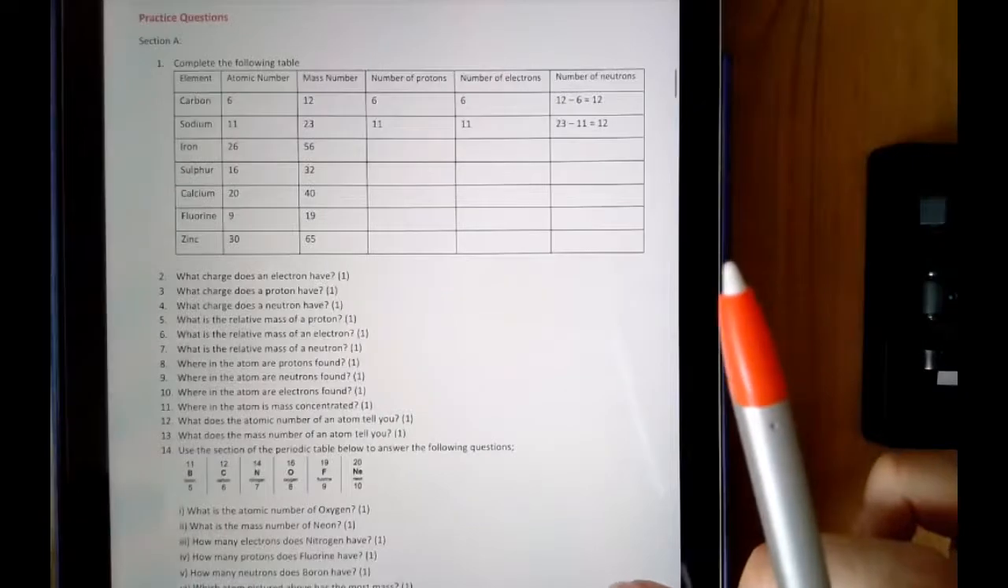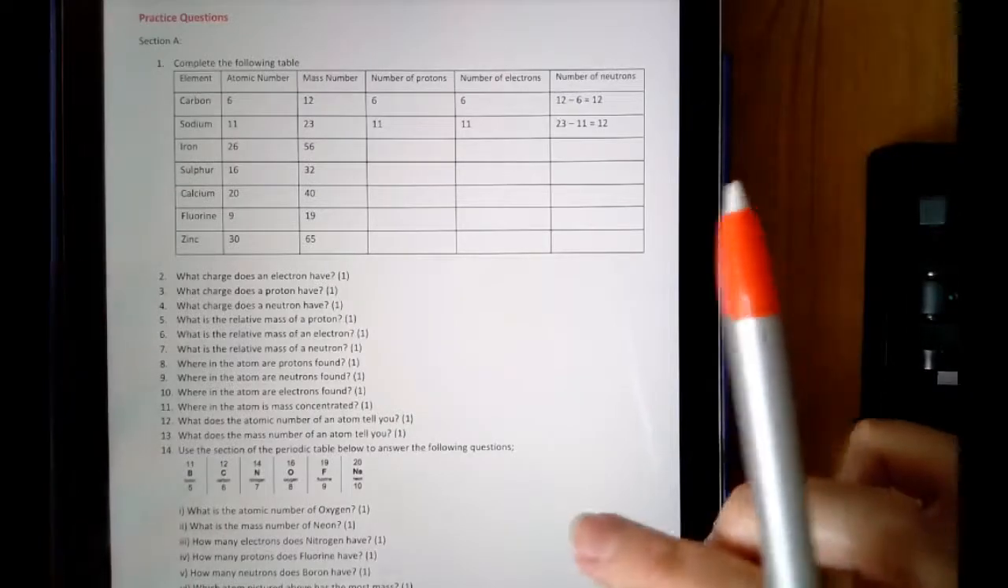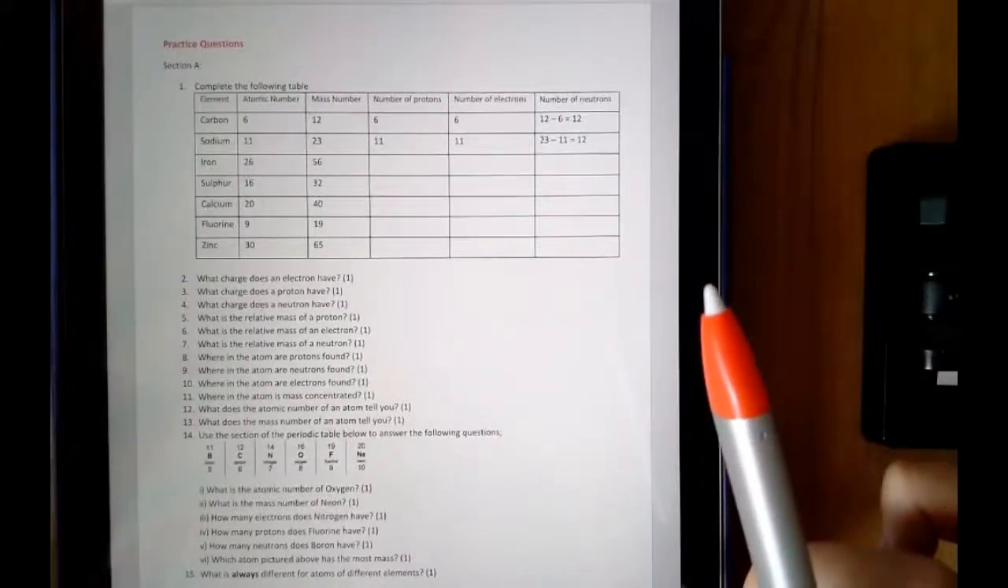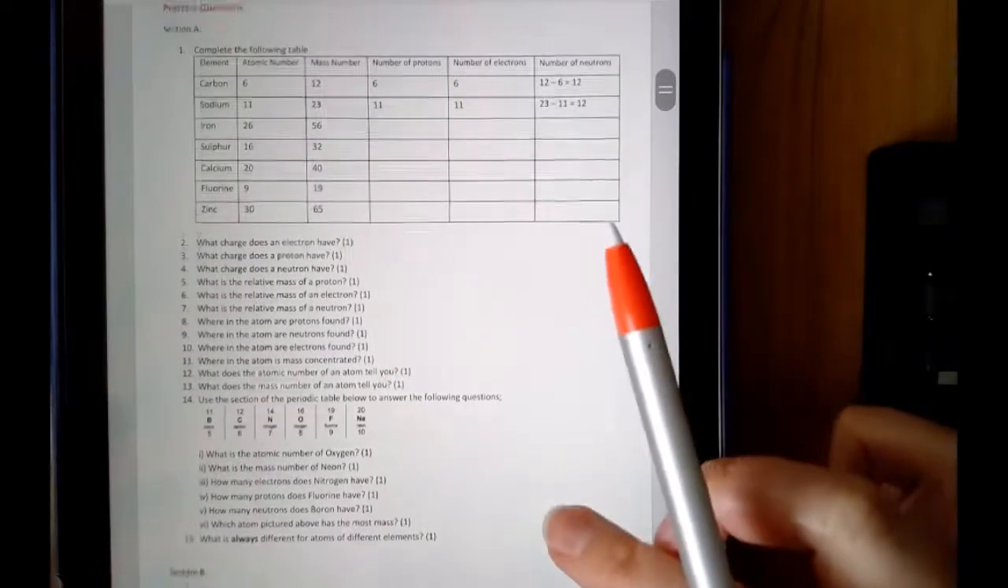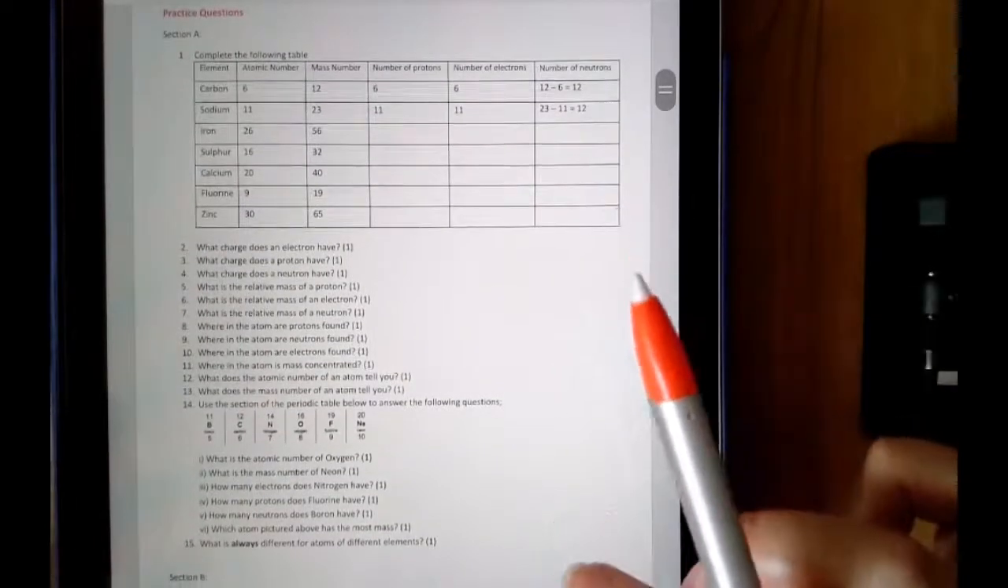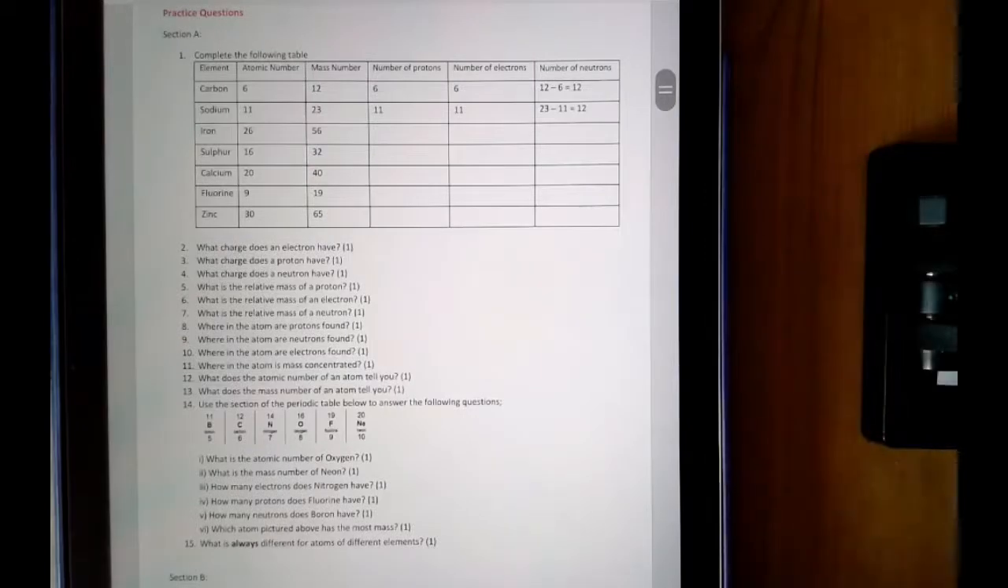To practice going through this information, I would suggest trying these practice questions. Section A, short 1 mark questions. Section B, slightly harder. Have a go with the section A questions. Press pause, try and answer them for yourself, and then press play when you're ready to see the answers.